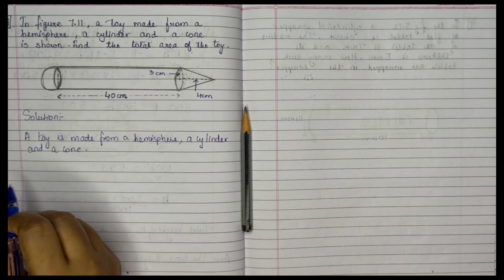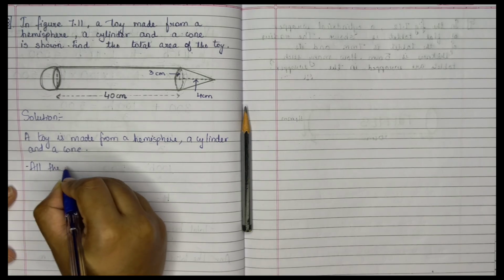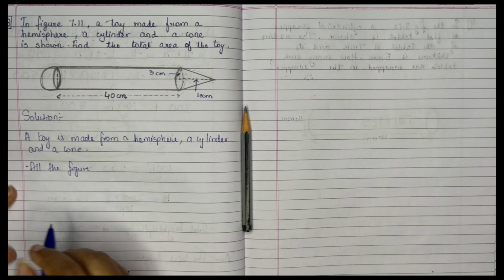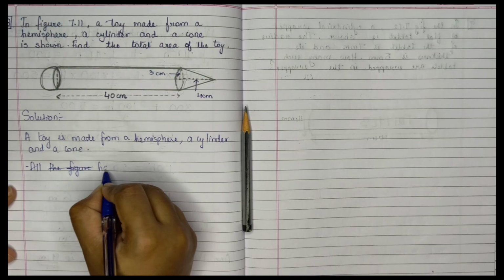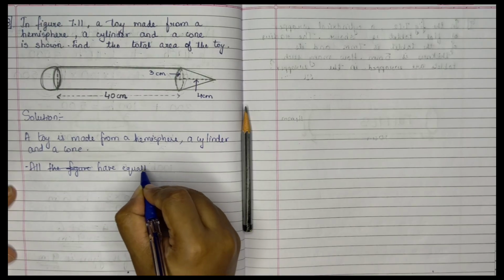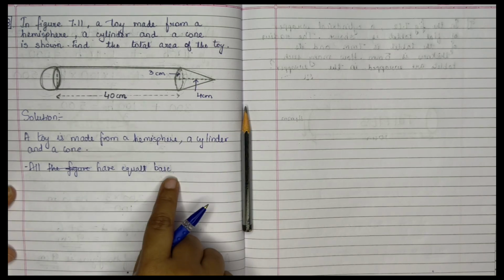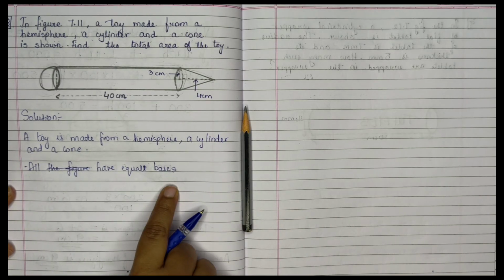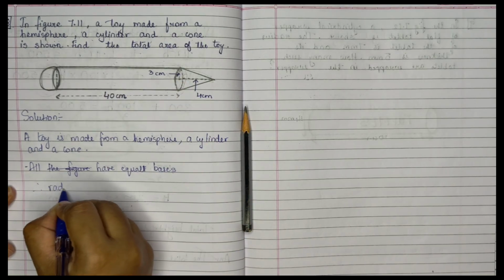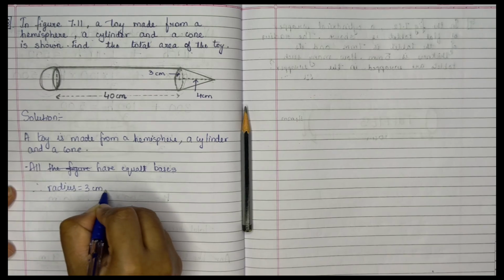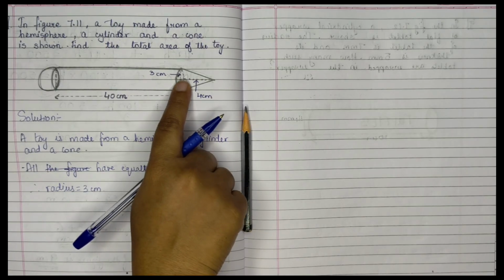So first we will write that all the figures have equal bases. Now since bases are equal, the radius will also be the same. Therefore the radius will be the same. Radius is given as 3 centimeters. They all have equal bases and the radius is 3 centimeters. Now we'll go in order.